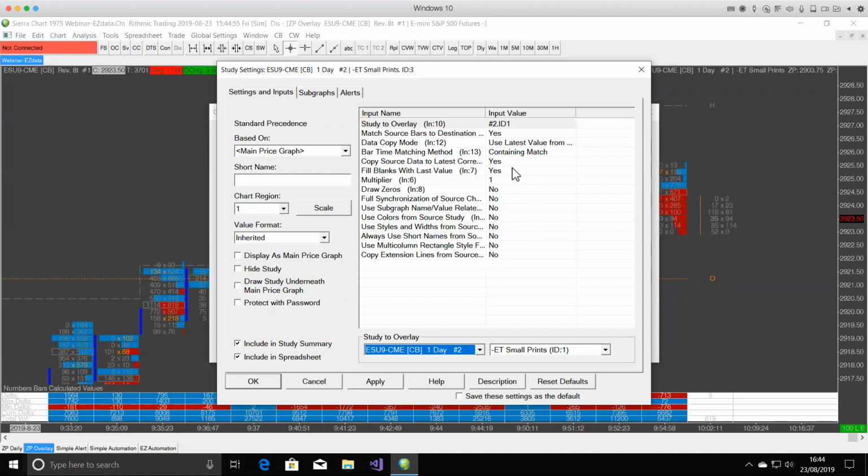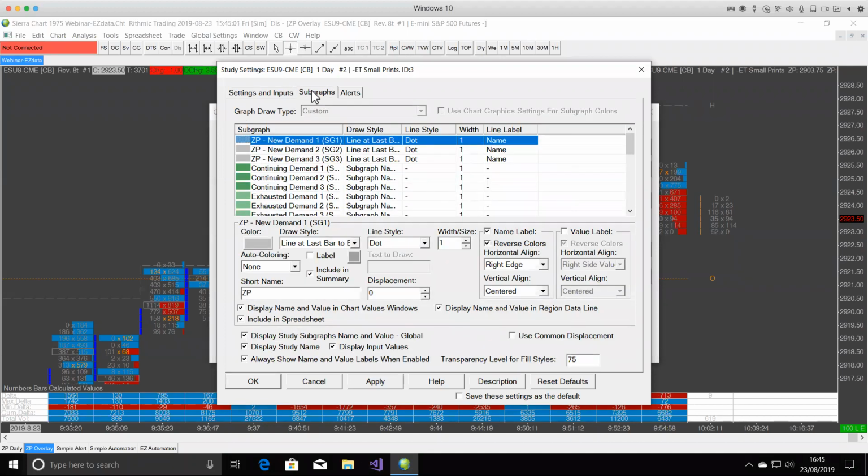Lots of parameters, read the Fiera Chart documentation on what this is all about. But what I've asked this overlay study to do is show me 0 prints for new demand off the daily chart and new supply off the daily chart.